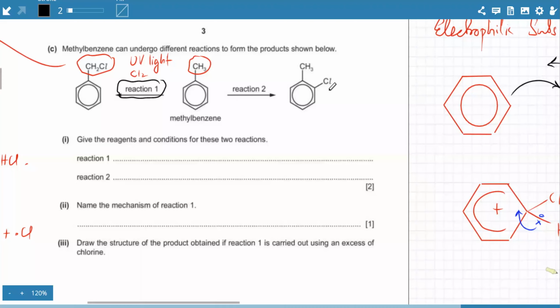You need a catalyst for that. For reaction number 2 the catalyst that would be required would be FeCl3. ठीक है, that's going to be your catalyst. Plus the reagent would be Cl2.